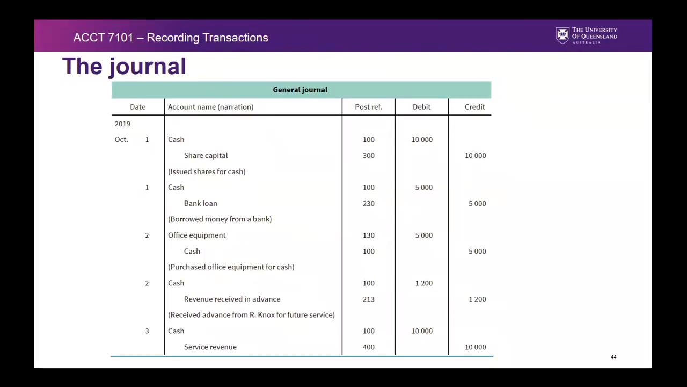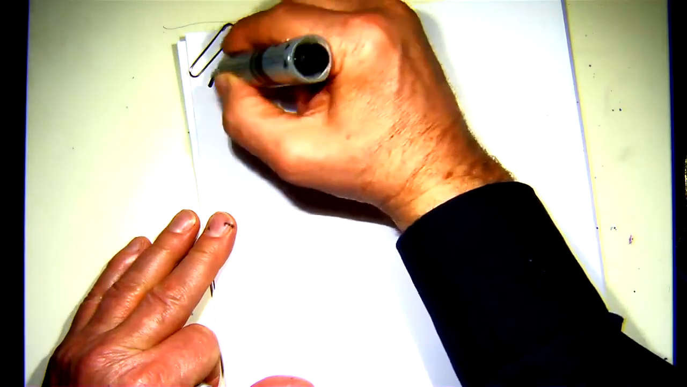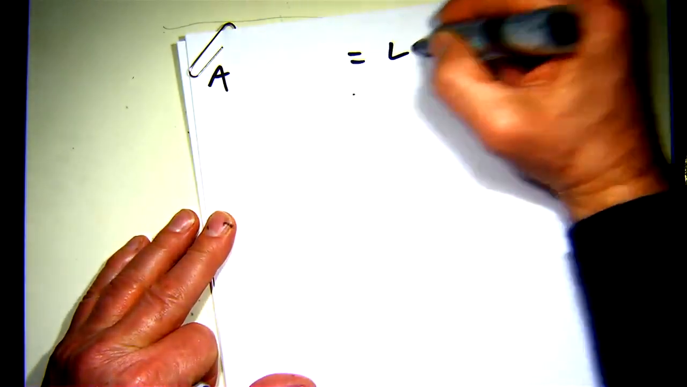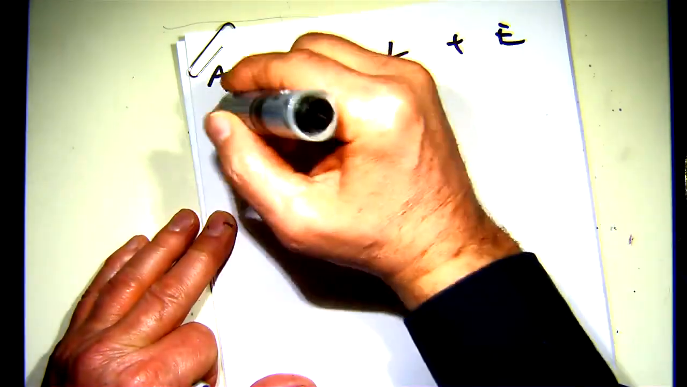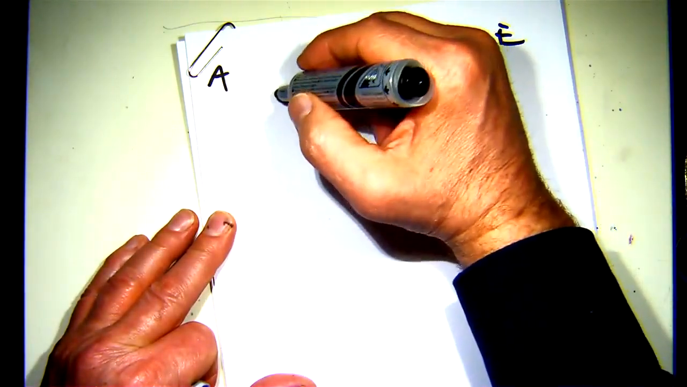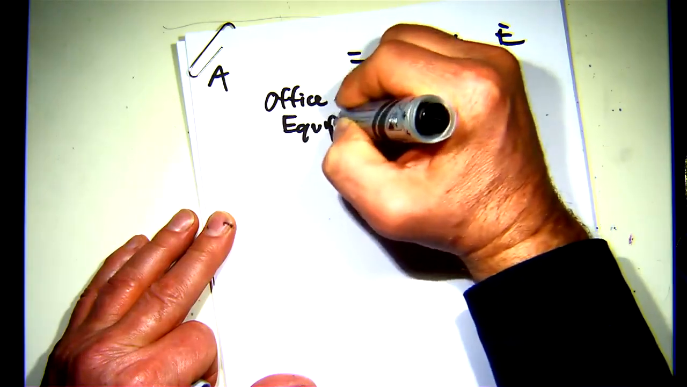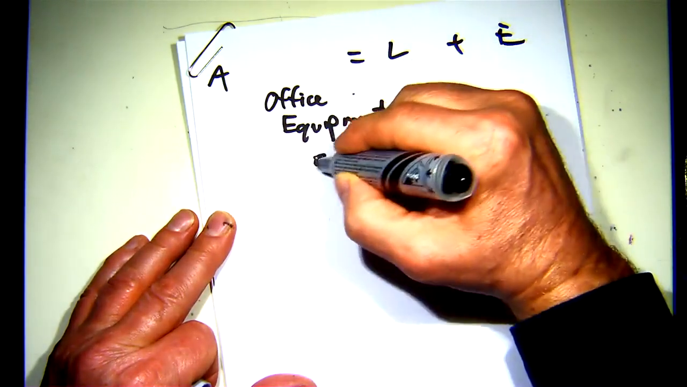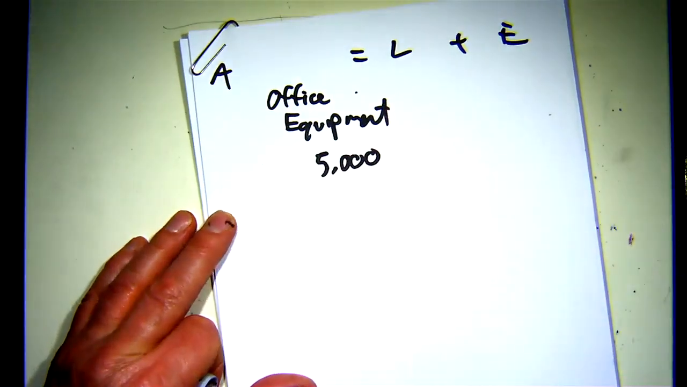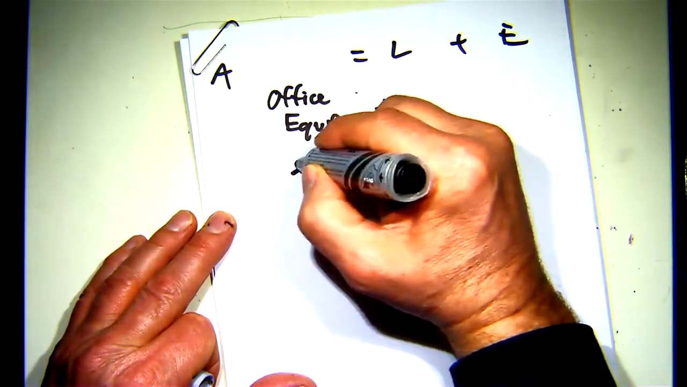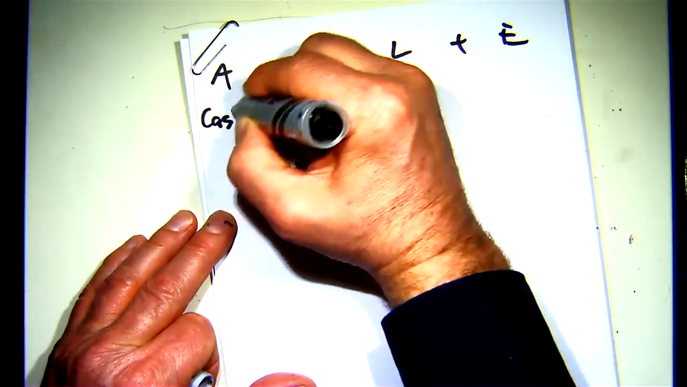Next one is purchase office equipment for cash. So we purchase office equipment for cash. So we have office equipment, I think it's $5,000 there. So this is an increase and we pay cash.